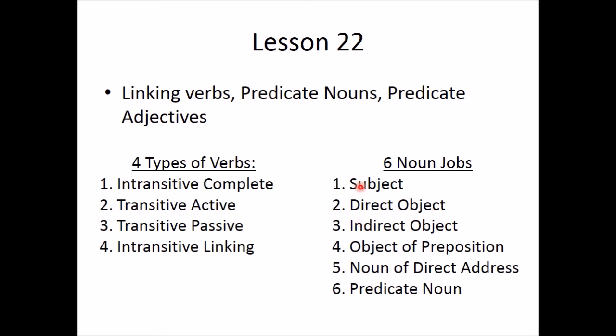You know that nouns, people, places, things, or ideas can do many jobs. They can be the subject of the sentence, the direct object, which receives the action, the indirect object, which receives the direct object. They can be the object of a preposition. They can be the noun of direct address, and now they can be the predicate noun. Okay? 4 verb types and 6 noun jobs.